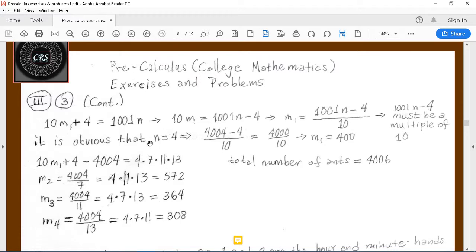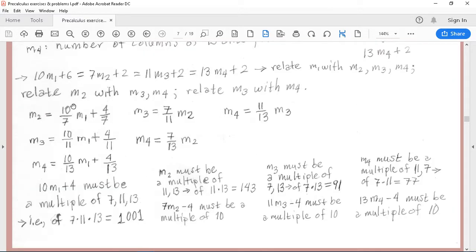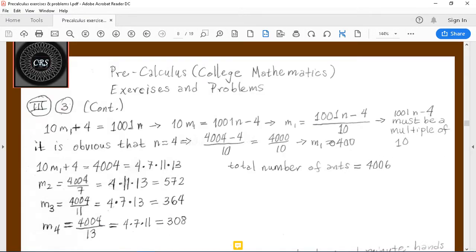That's the smallest number for n, which means then that 4 times 1001 is 4004. 4004 minus 4 is 4000, and 4000 is a multiple of 10, which means that M1 equals 400. That means that the total number of ants is 10M1 plus 6, which is 10 times 400, that's 4000, plus 6 is 4006.